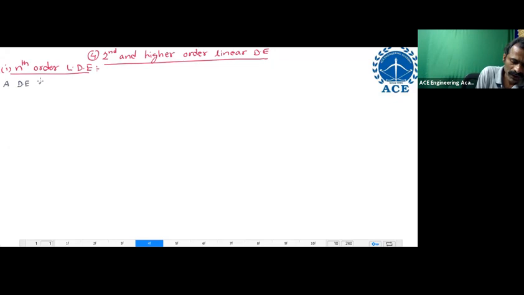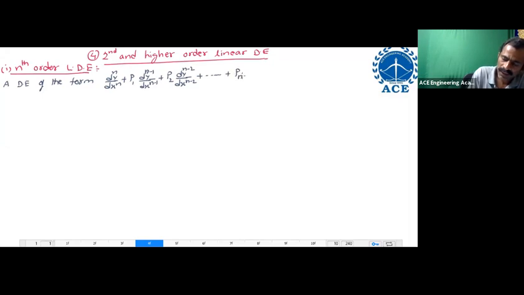A differential equation of the form d^n y by dx^n plus p1 into d^(n-1) y by dx^(n-1) plus p2 into d^(n-2) y by dx^(n-2) plus and so on, plus p(n-1) dy by dx plus pn into y equal to q of x. Series 1.